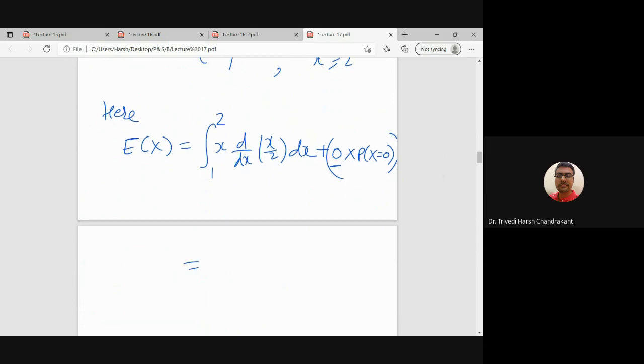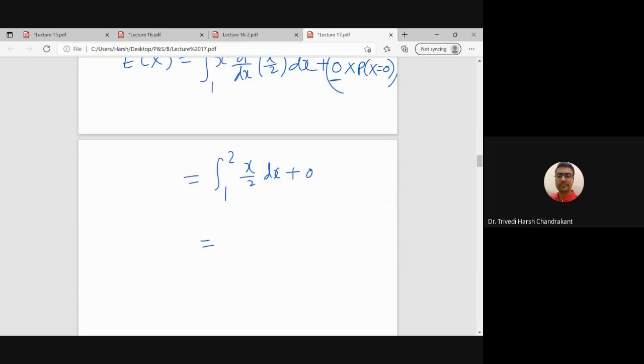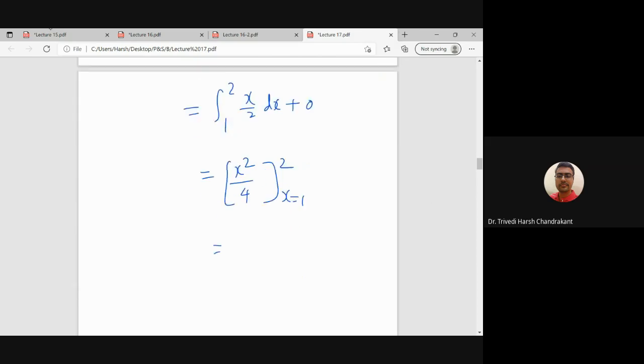Now what is the integration of this? That is the integral from 1 to 2 of x by 2 dx, plus 0. Integrating, we get x square by 2, multiplied by half, so x square by 4, with limits 1 to 2. Correct. What is the final answer? 4 minus 1, that is 3 by 4.